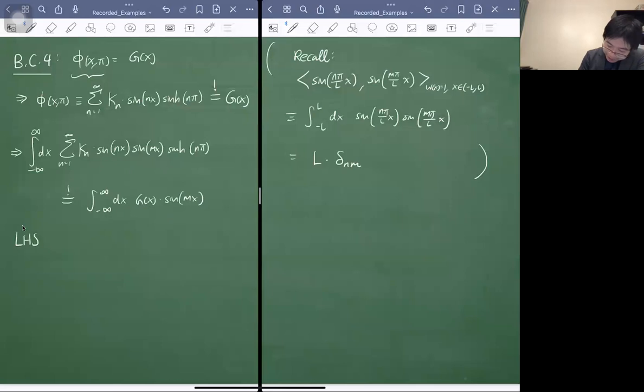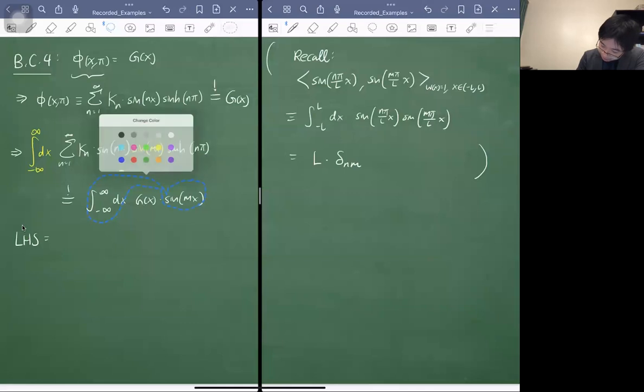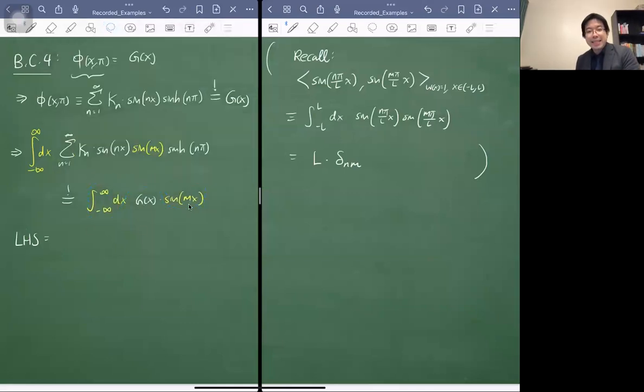So we'll start with the left-hand side. Just to be clear, we are doing this integral after multiplying by the sine. And on the right-hand side, we're doing the same thing, multiplying by this on the right-hand side and integrating on both sides.